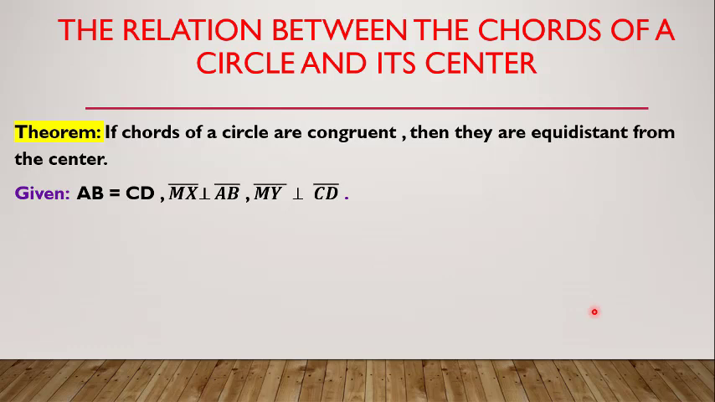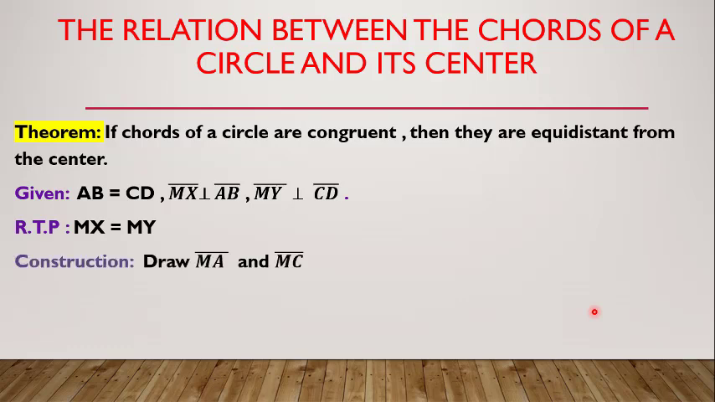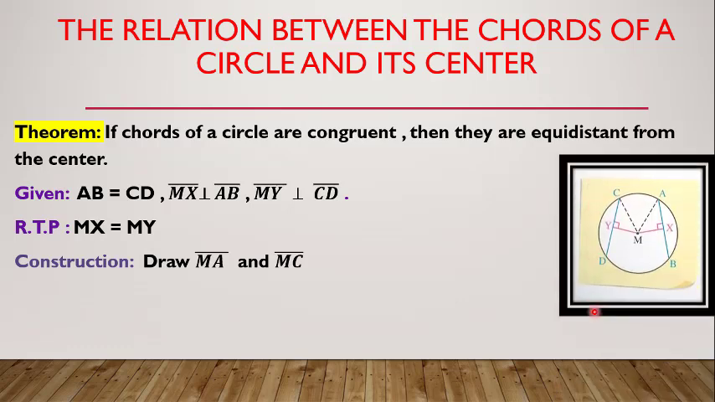For example, if you have two chords AB and CD, they are equal in length, and the distances are MX, which is perpendicular to AB, and MY, which is perpendicular to CD. I want to prove that MX is equal to MY. So I will draw a line segment MA and a line segment MC, and we know the two line segments are equal because they are two radii.